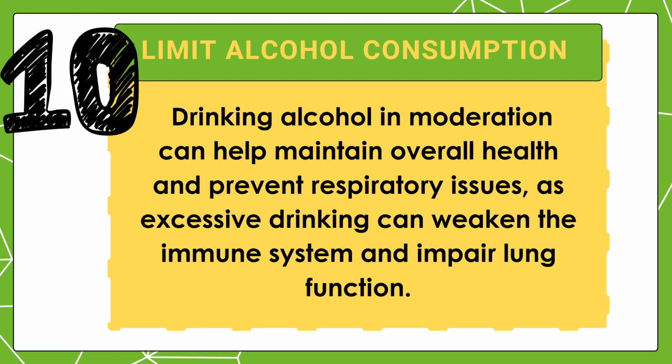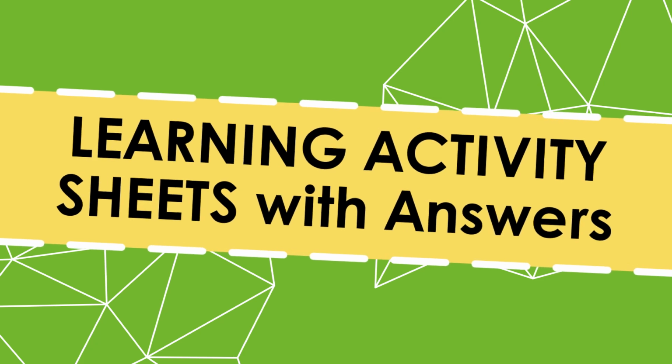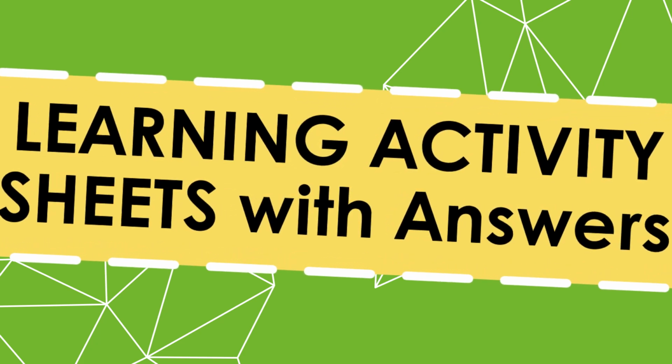Number 10, limit alcohol consumption. Drinking alcohol in moderation can help maintain overall health and prevent respiratory issues, as excessive drinking can weaken the immune system and impair lung function. Let's go on with learning activity sheets with answers.